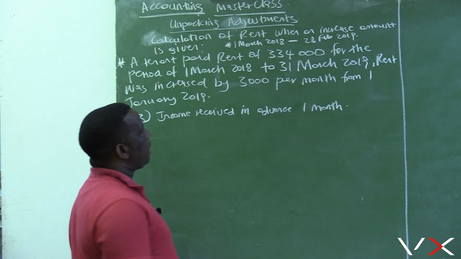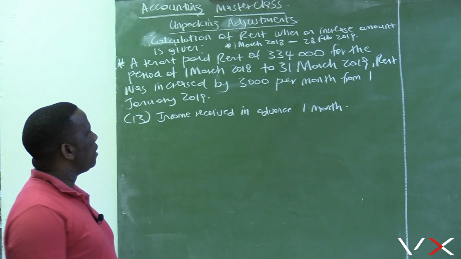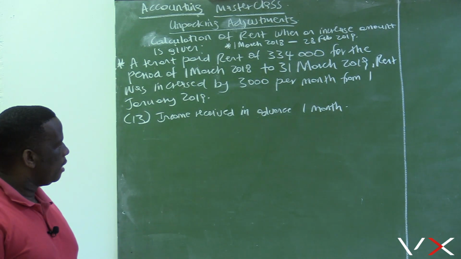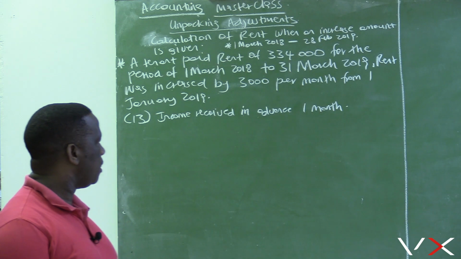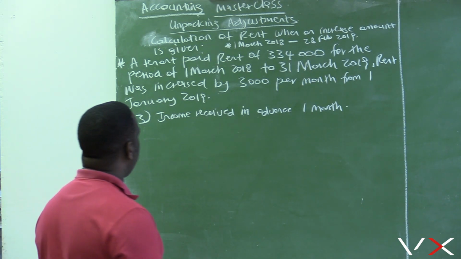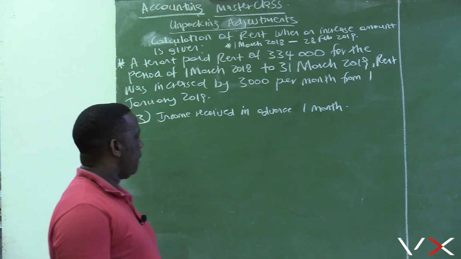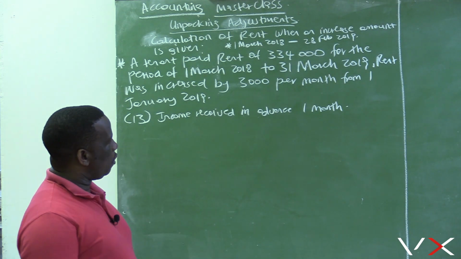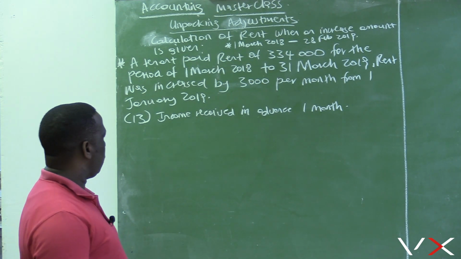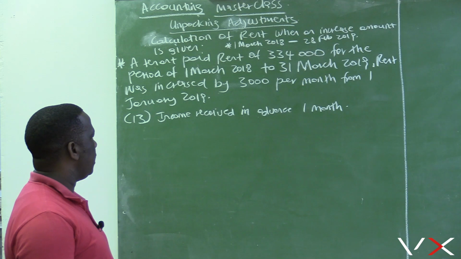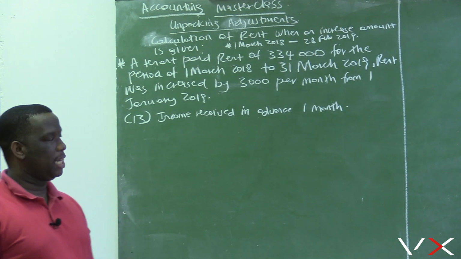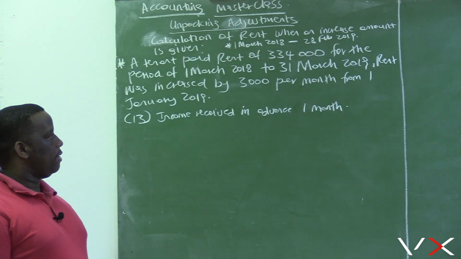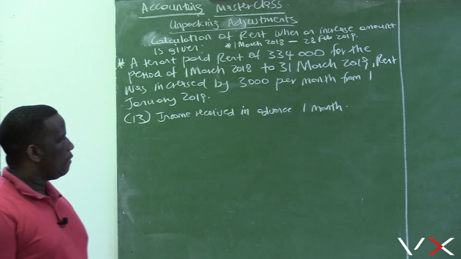We are just unpacking this adjustment. We want learners to be clear as to how you then calculate the income received in advance when given the rent amount increase during the year. So there is an increase during the year of 3,000 rand per month, which was from the 1st of January 2019. And we are also noting that the rent has been received for 13 months. So therefore we have an income received in advance for 1 month.